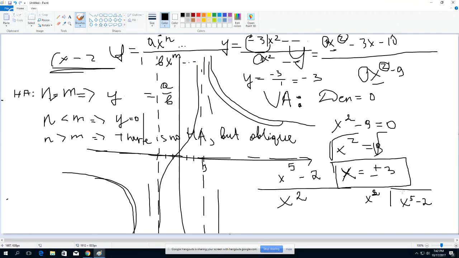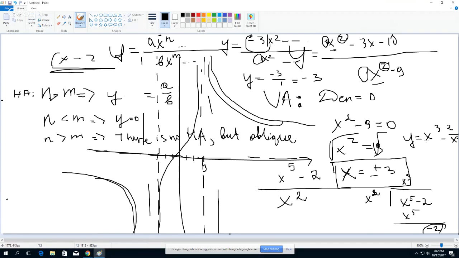Long division, yeah. So you need to multiply something by this to get x^5. So it would be x cubed here, and then you have minus 2, and this is the remainder. And so your y will equal x cubed, and then minus 2 over x squared.